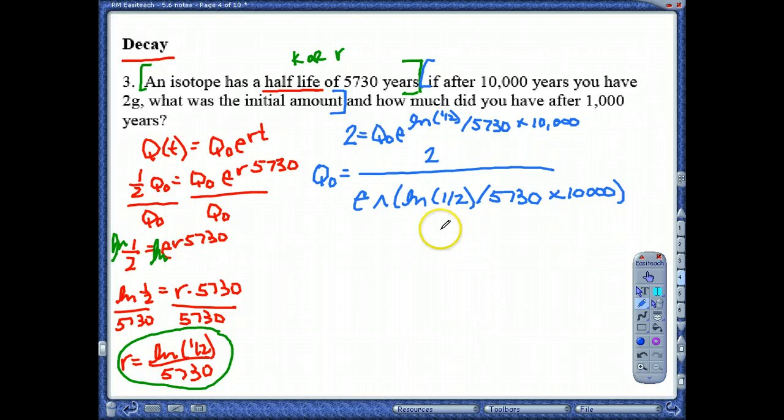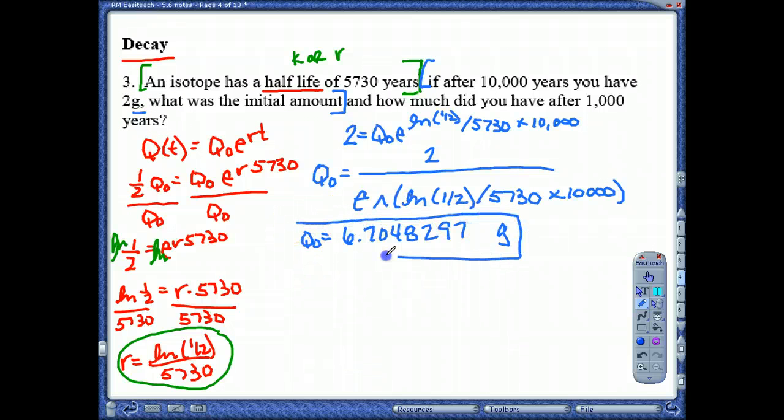And you're literally going to put it in your calculator just like I have it written. I do want to find out what Q sub 0 is, but I don't want to round that answer because it now will ask me how much did you have after 1,000 years. So I'm going to need Q sub 0 out several decimal places, at least a couple there. So I know this is grams because this is in grams. Okay, so there's my second answer to that second equation.